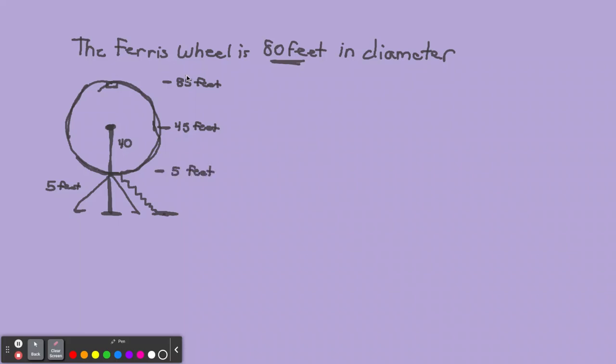So let's go back to the question. The Ferris wheel is 80 feet in diameter, and it makes one revolution. That's the period, by the way. One revolution is the period. And let's say it does it every 60 seconds.